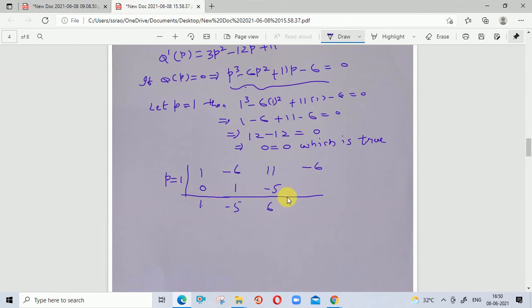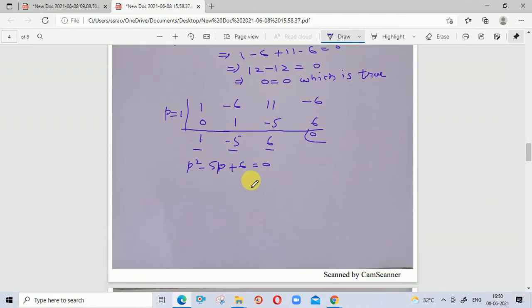So we have the remaining factor p square minus 5p plus 6. Let it be 0. Now let's factorize, let's find the factors for these. p square minus 2p minus 3p, I am writing. The minus 5p here, I am writing as minus 2p minus 3p. Okay, plus 6 is equal to 0. So here I am taking p common.